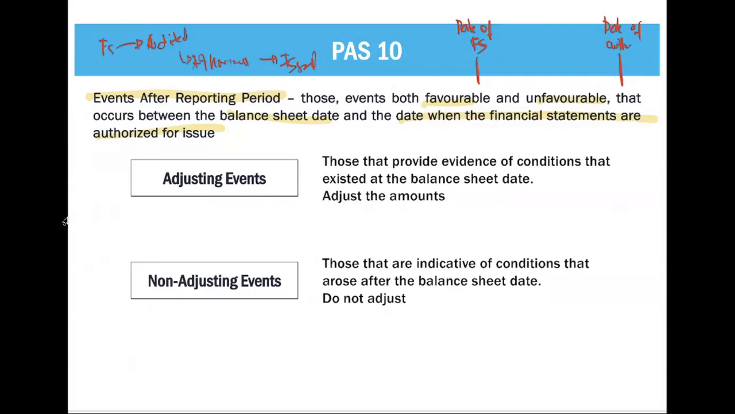In actual practice, if there's a financial statement, normally we audit that financial statement first, and then out of that financial statement, we authorize that particular financial statement for issue, and finally we issue it. So in events after reporting period, or Part 10, what is important for you are these two dates. What are the two important dates? First, the balance sheet date. Next, the date when the financial statements are authorized for issue. When we say authorized for issue, it is authorized by the board of directors that it must already be issued.